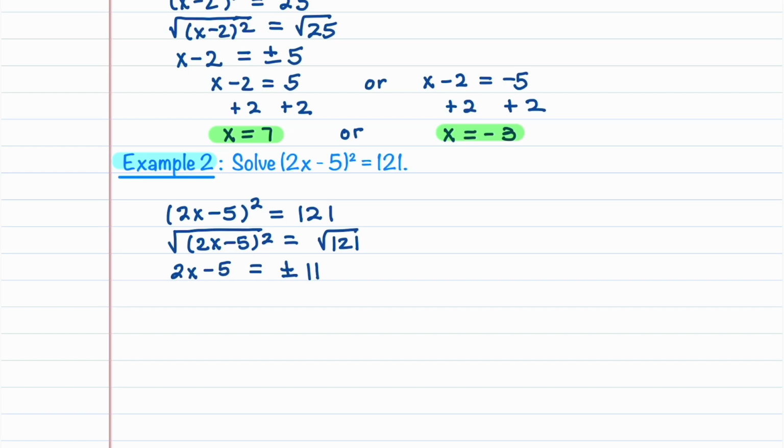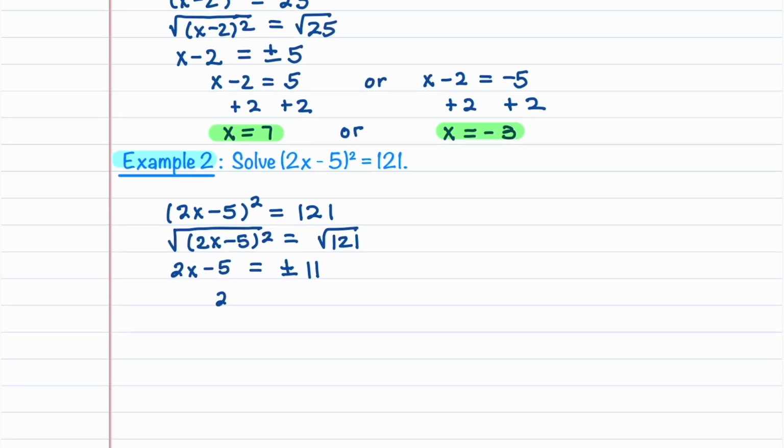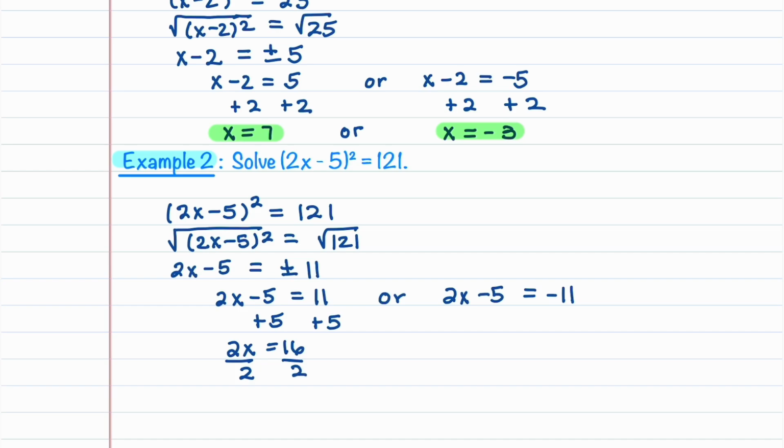Let's go ahead and write down our 2 equations. Our first equation is 2x minus 5 is equal to 11, or we have 2x minus 5 is equal to minus 11. Now let's go ahead and look at the one on the left. We'll solve for x, so let's add 5 to both sides. That gives us 2x is equal to 16, and then we divide each side by 2, and we get x is equal to 8.